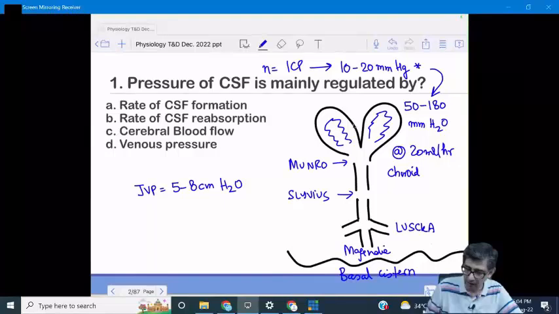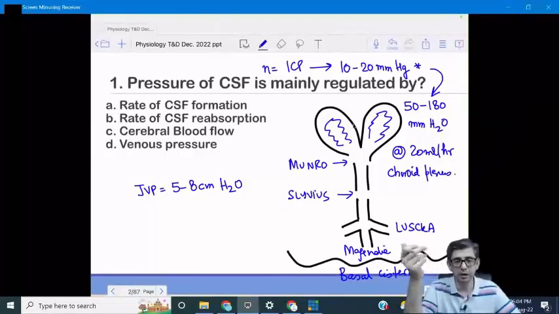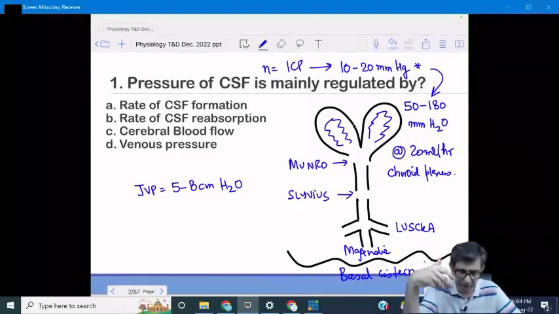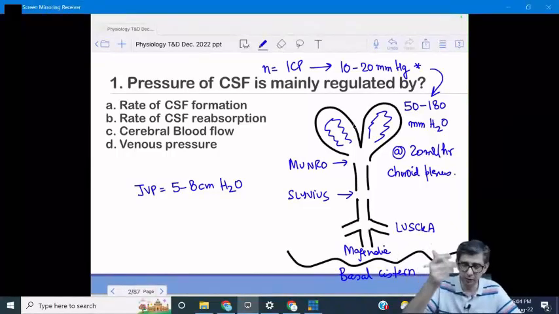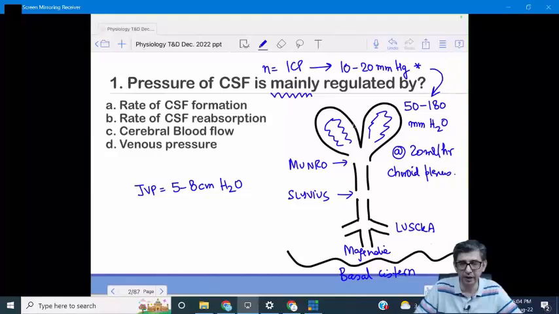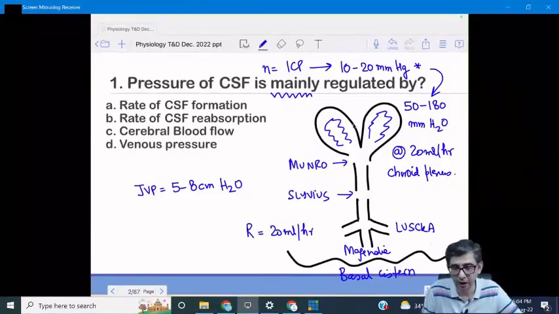Now, if you look at the options which are given here, cerebral blood flow, venous pressure, all of these parameters play an important role. But from a physiology perspective, he has asked, is mainly regulated by which of the following? The basic point is that reabsorption rate and production rate have to be equal. The rate of reabsorption is the same 20 ml per hour as that of production. And if there is an imbalance between the two, then there would be hydrocephalus in the patient.